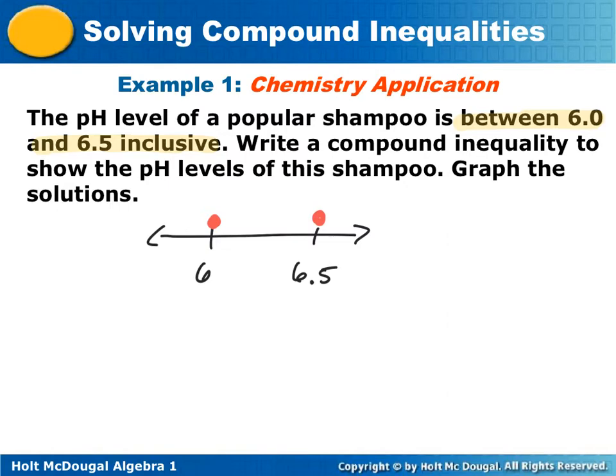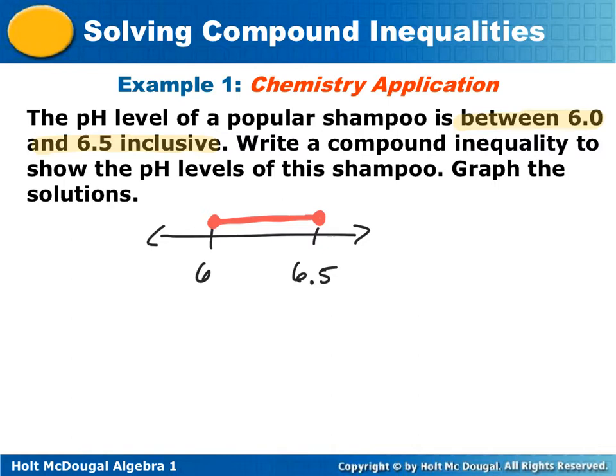Now, if it says it's got to be between those two, am I going to connect these two dots or am I going to have them going in opposite directions? We are going to connect them. That would be 100% correct. So, how the graph looks is simply this. Your answer that would make it true, anytime you looked at the pH level of the shampoo, is it would be between 6 and 6.5.